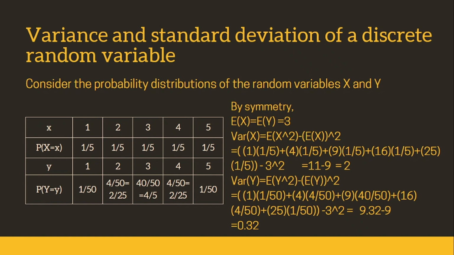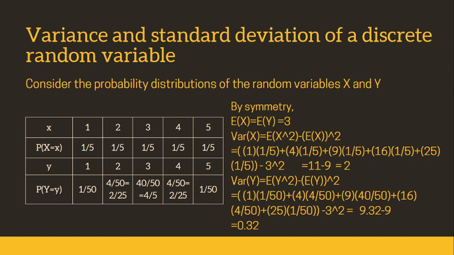The formula for calculating variance, besides the previous one, is that you can take variance equal to the expected value of x squared minus E(X) all squared. So we will take 1 times 1 over 5, plus 2 squared times 1 over 5, plus 3 squared times 1 over 5, plus 4 squared times 1 over 5, plus 5 squared times 1 over 5. Then we minus our E(X), which in this case is 3, all squared. So it will be 11 minus 9 equal to 2.